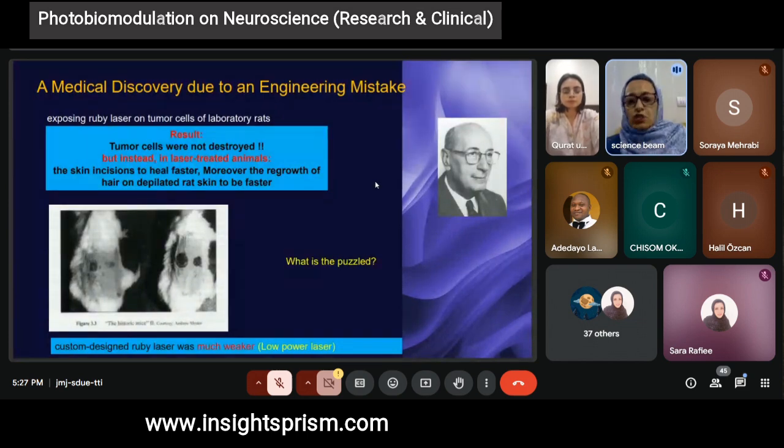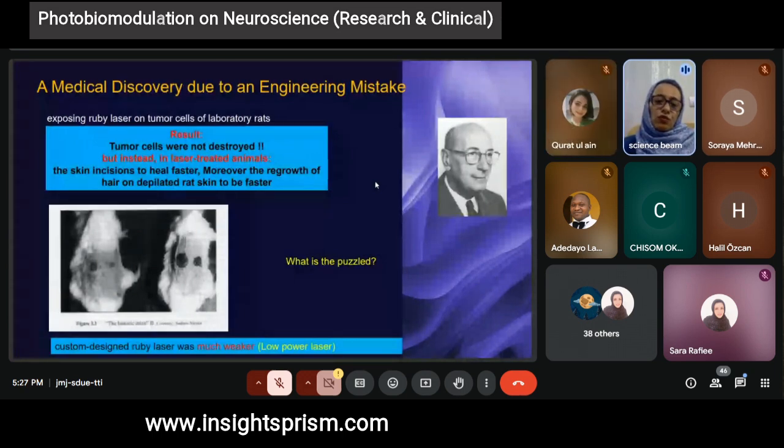But let me give you a short story, and we don't have enough time. It's the story of the discovery of the application, or the biostimulation, of low power. It goes back to Andrew Mester. Andrew Mester was a surgeon.